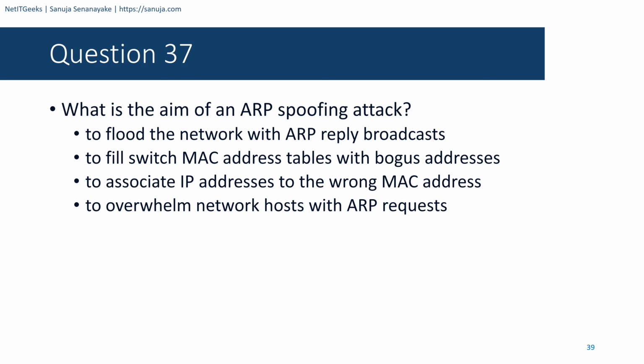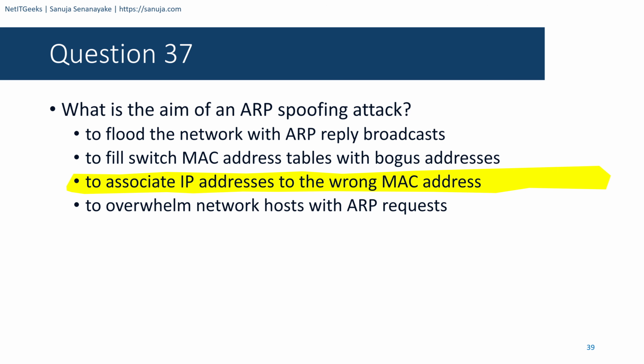The answers include: to flood the network with ARP reply broadcasts, to fill switch MAC address tables with bogus addresses, to associate IP addresses to the wrong MAC addresses, to overwhelm network hosts with ARP requests. So what is the main aim? What is the purpose of an ARP spoofing attack? Again, you should know this by studying your lecture notes. I will give you a diagram of how this works as well, which I got from Wikipedia.